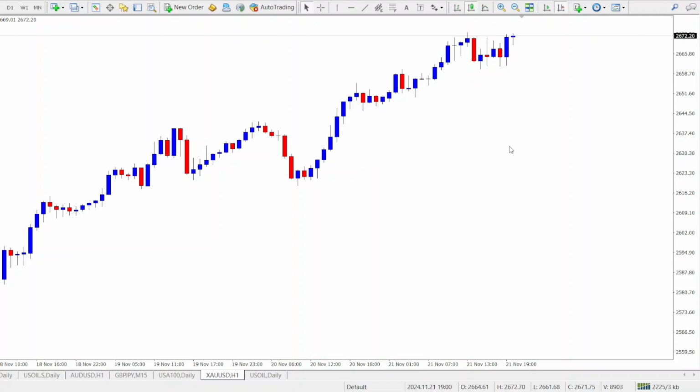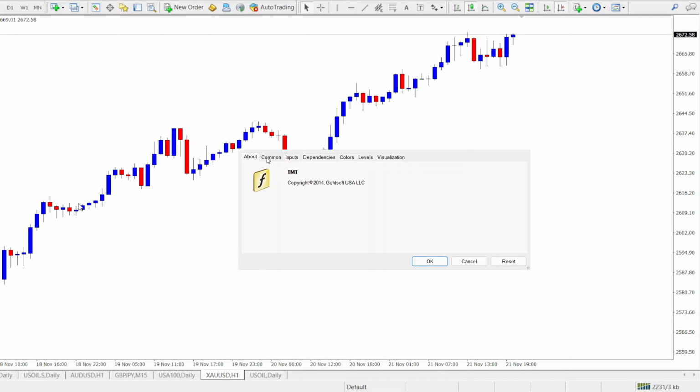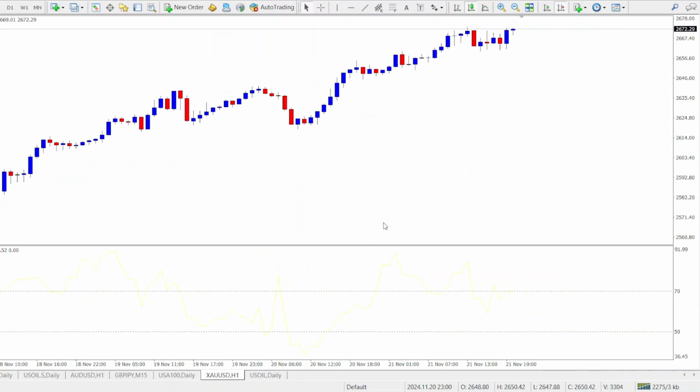So without further ado, I'm just going to get right into what I have for this video. This is the IMI indicator, the Intraday Momentum Index, and this is how the indicator looks. I'm just going to change the color because this yellow color is too dim, so I'm going to make it a bit darker for easy identification.